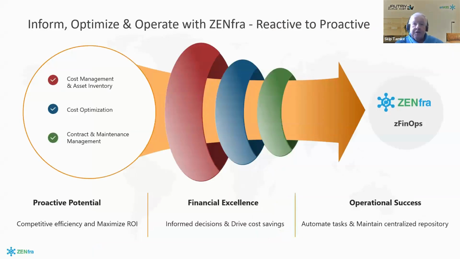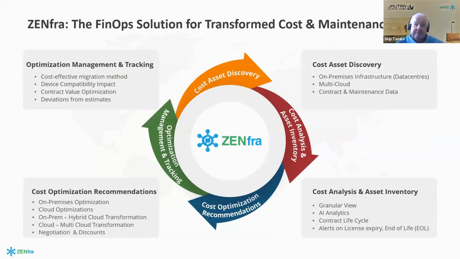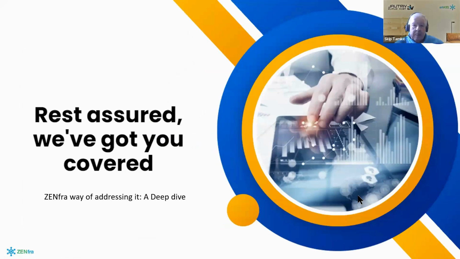So what does ZENfra do? ZENfra provides cost management, cost optimization, and contract and maintenance management. And it basically allows you to be more proactive, better at managing your finance, and coming up with an increased operational success rate. So how do we do this with ZENfra?